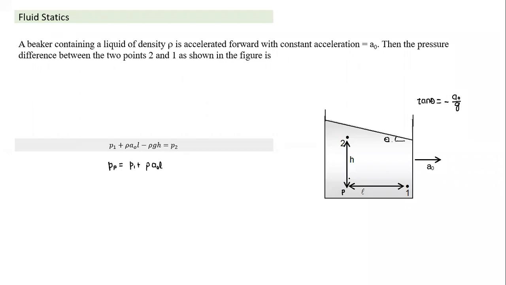And from here, as I go up in the upward direction, now I'm moving in the vertical direction. In the vertical direction, horizontal acceleration will not have any effect. The pressure will decrease in the vertical direction by how much? Rho into G into vertical height. So it will decrease by minus rho GH, and that will be equal to P2.